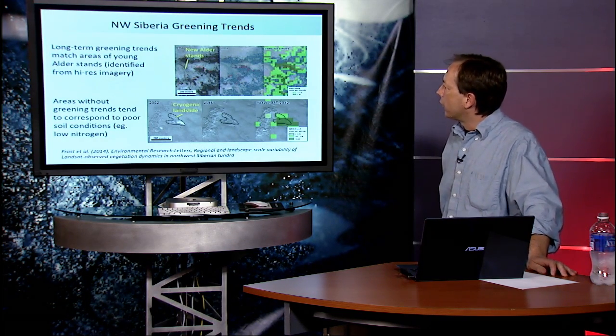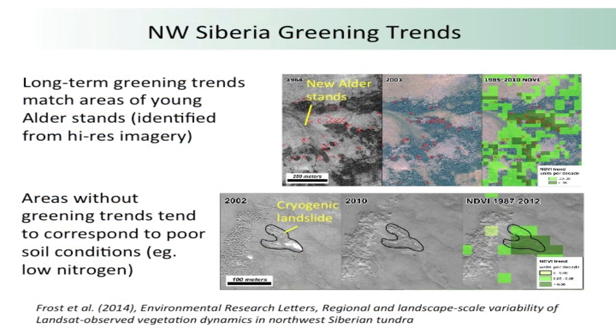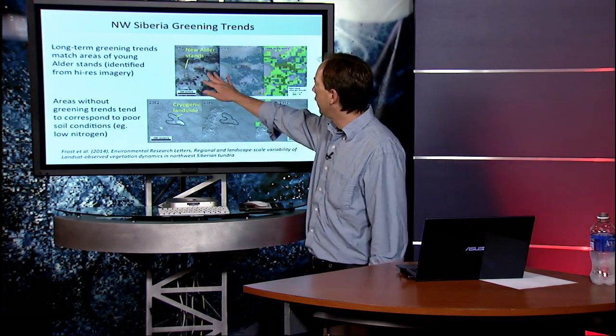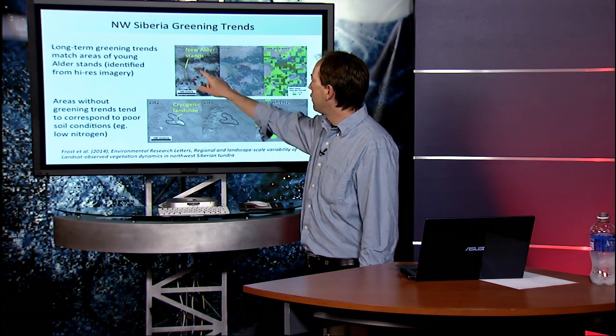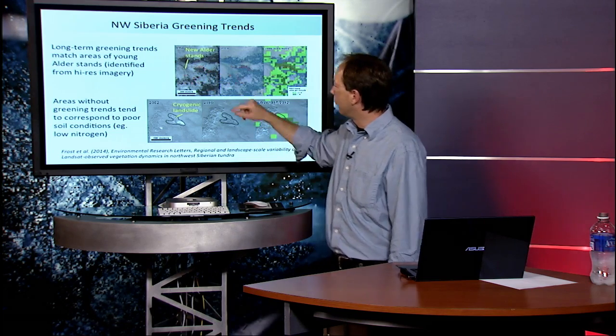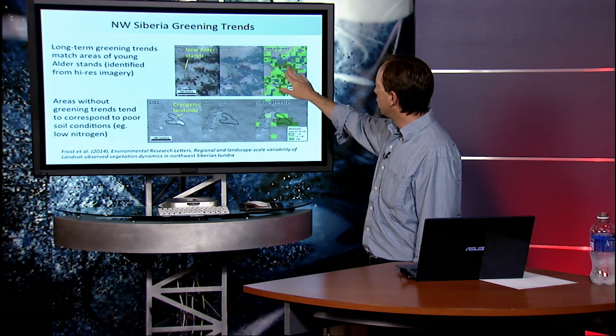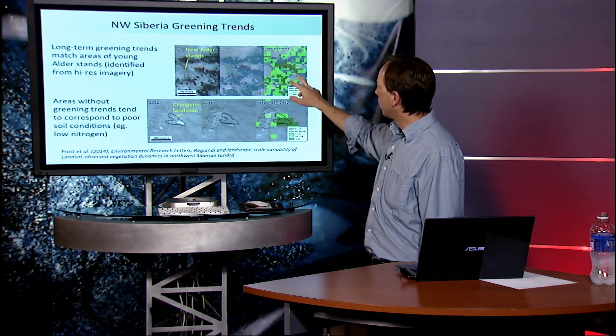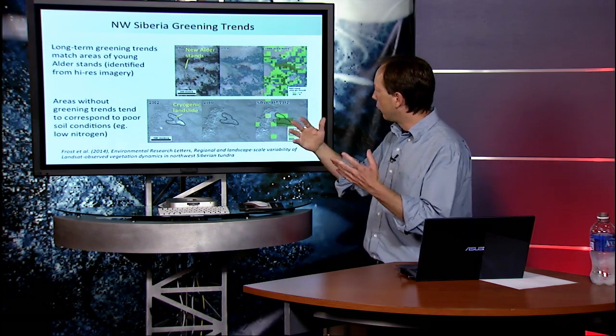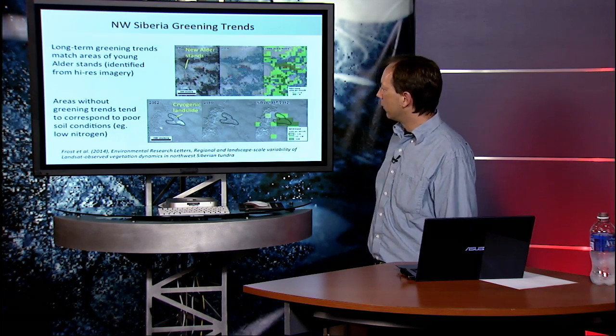People have also looked at the question of northern hemisphere greening in other areas. This is a nice study that came out recently from Gerald Frost and colleagues at University of Virginia, where they looked at long-term greening trends in northwestern Siberia. And again, the heterogeneity of the landscape is brought out. They went ahead and used high-resolution air photography and satellite data to map locations where there are new alder stands. That's another sort of shrub type in this area, and then related that to areas where they saw greening trends from the Landsat record. And there was a correspondence between new alder stands that were emergent and where they were seeing the greening trends at the 30-meter resolution.